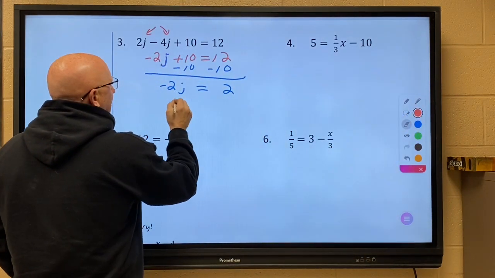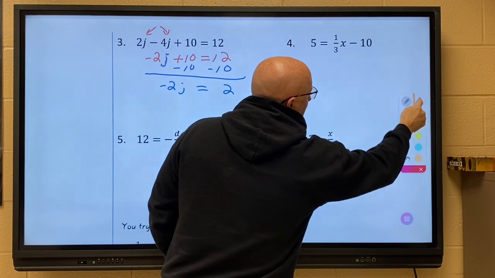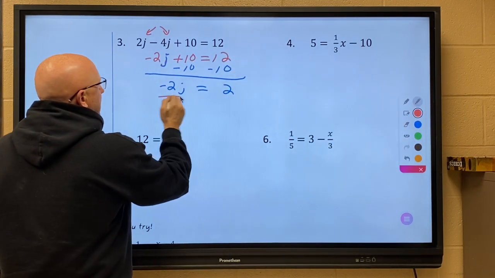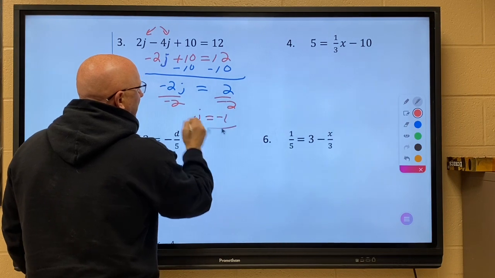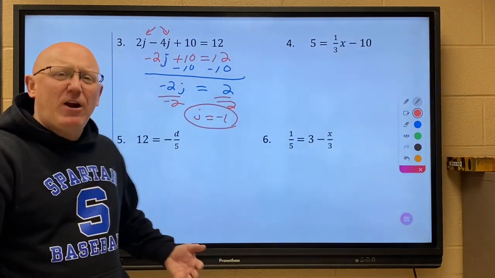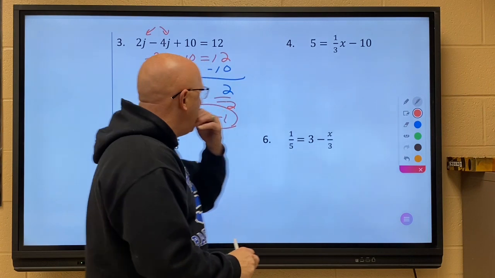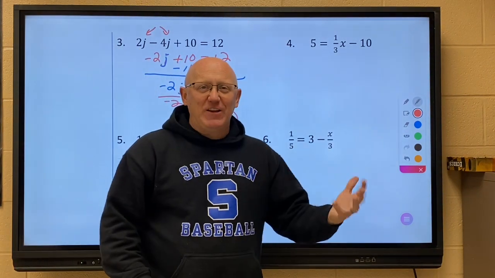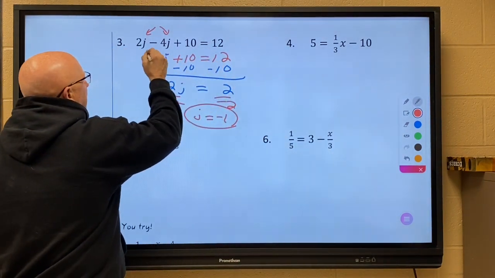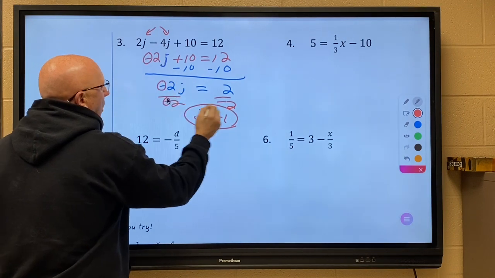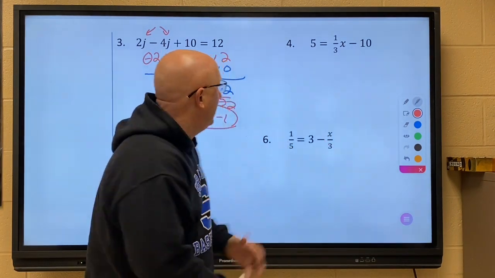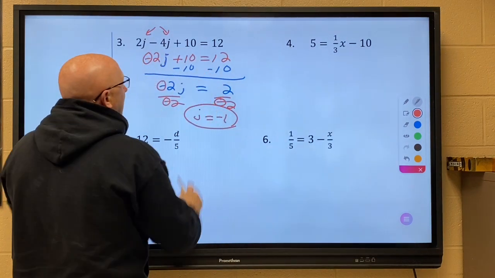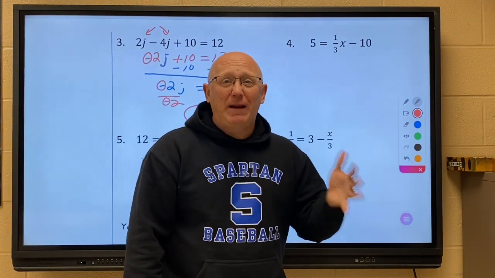And then I divide by a negative 2, and j then becomes equal to negative 1. And be careful with the negatives. In an earlier problem, I did forget that negative. And so be careful when you bring those down that you also include those when you're solving. Okay, so that's an area where, if you're not paying attention, you can make a mistake.